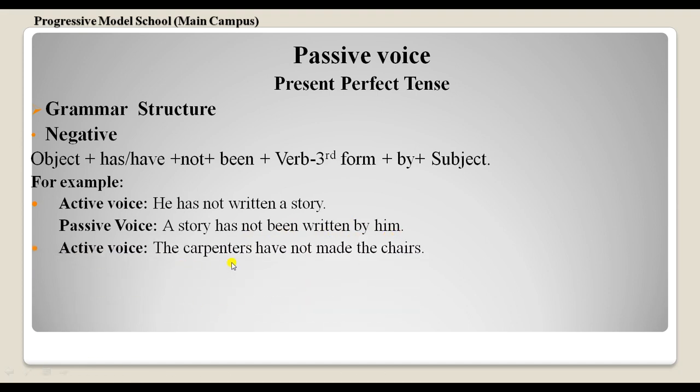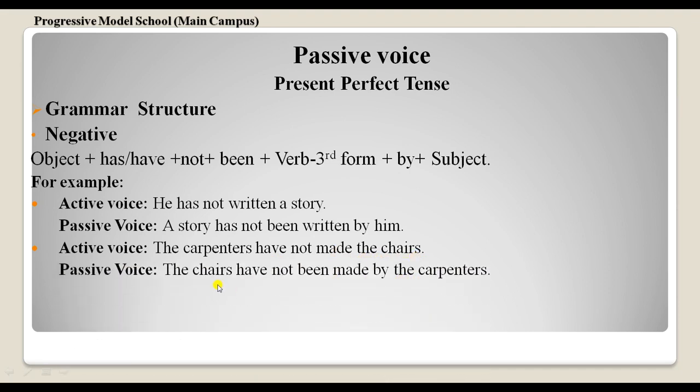Another example, the carpenters have not made the chairs. So here the carpenters are subject, have is a helping verb, made is the third form of the verb, the chairs are object. So we'll write the chairs at the start of the sentence. Then for chairs we'll write helping verb have. To make it negative we'll write not, then been, third form of the verb made, preposition by, the carpenters that are subject. For more examples consult your grammar book, page number 93.